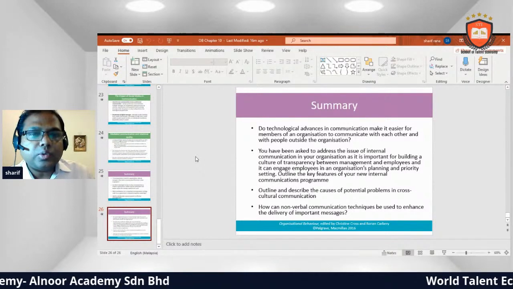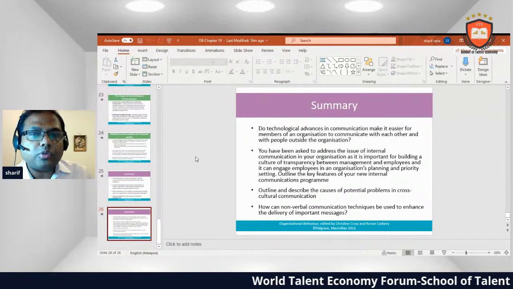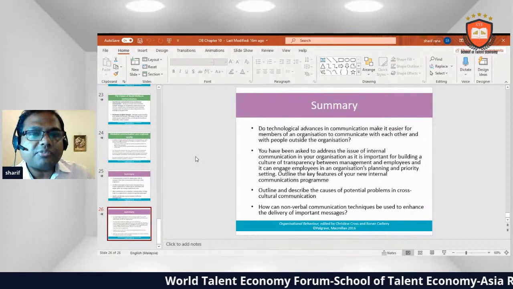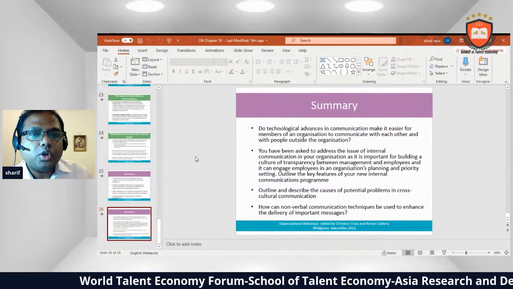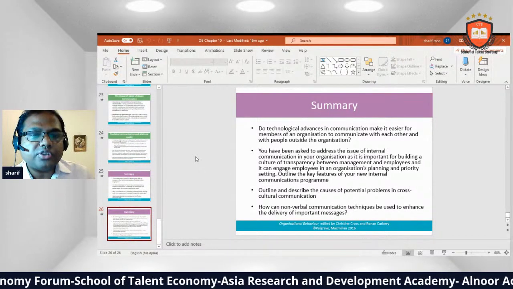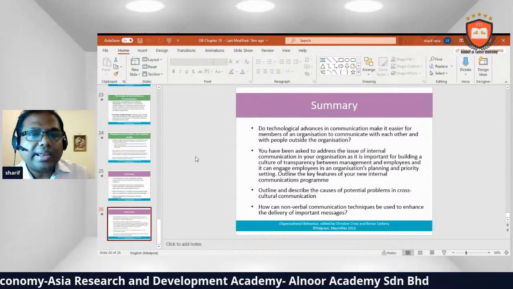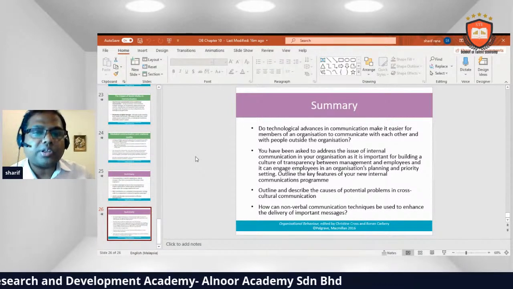You have been asked to address the issue of internal communication in your organization, and it is important to build a culture of transparency between managers and employees. Outline and describe the causes of potential problems in cross-cultural communication. How can non-verbal communication techniques be used to enhance the delivery of important messages?